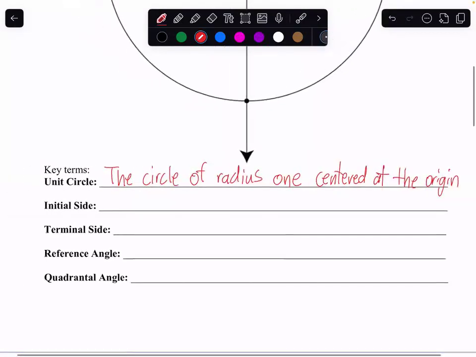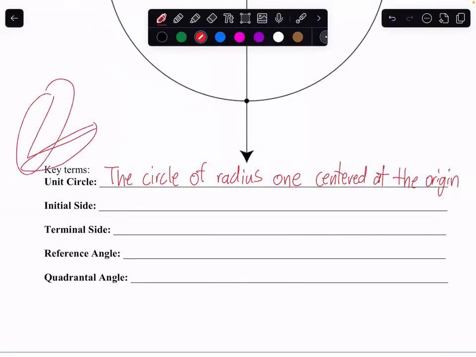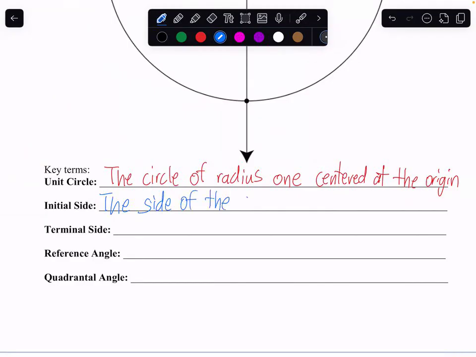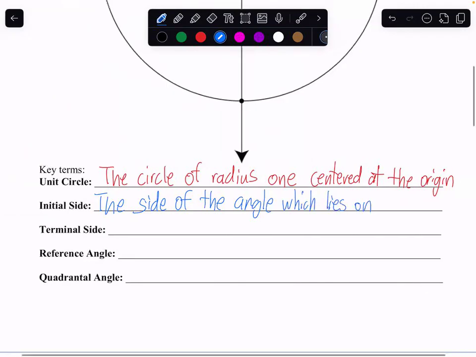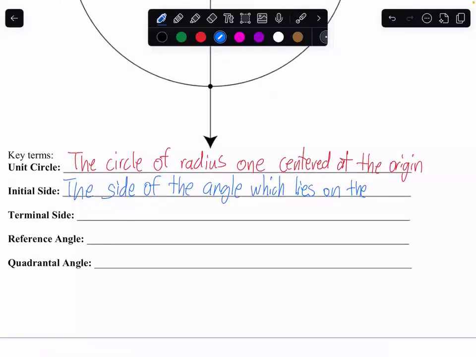Then talking about angles, we know angles have two sides. One side will be the initial side. We'll describe this as the side of the angle which lies on the positive x-axis.